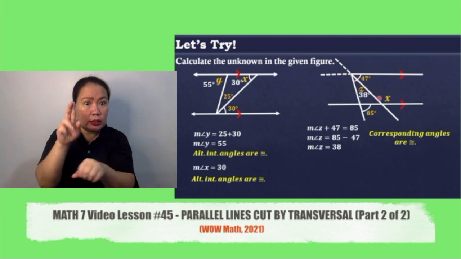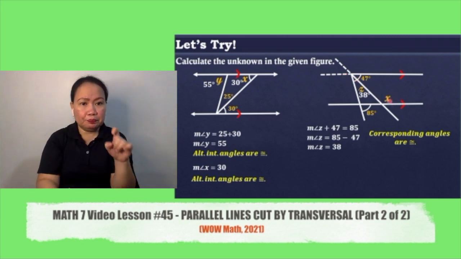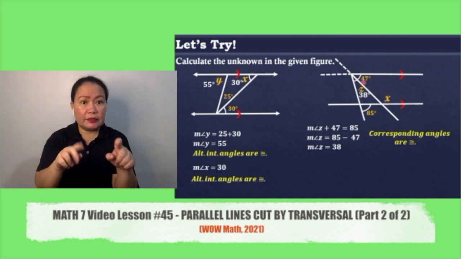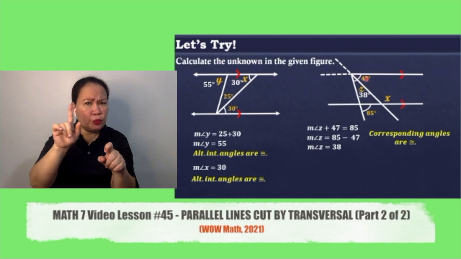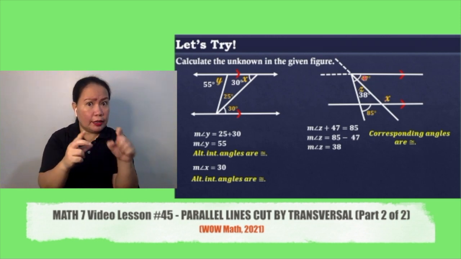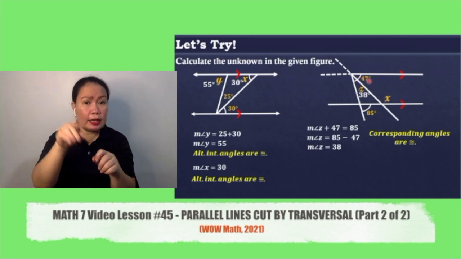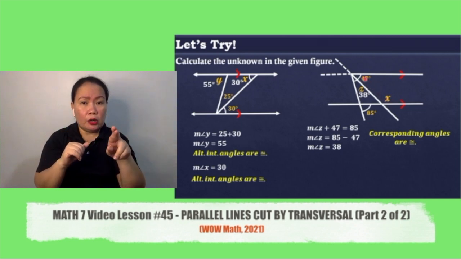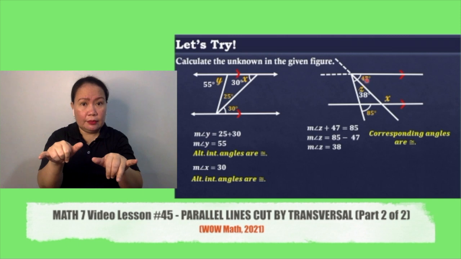Okay? Kasi ito ay ang ka-alternate interior niya, itong buo. Yung angle z mo, itong part lang eh. So, hindi natin siya pwedeng gamitin. Ang pwede mong gamitin is ito. Okay? Anong relationship nitong dalawang to? They are interior angles on the same side. So, interior angles on the same side must be supplementary.